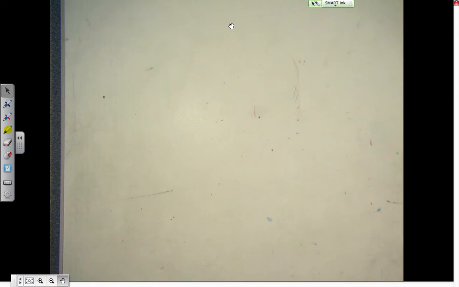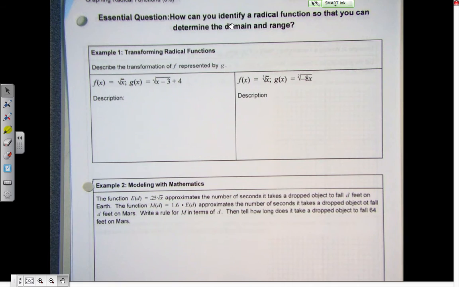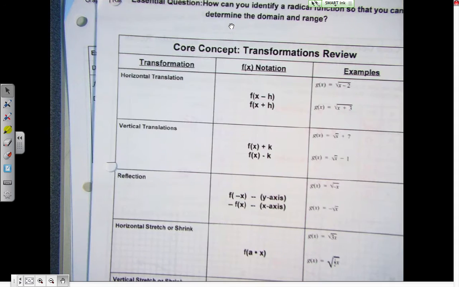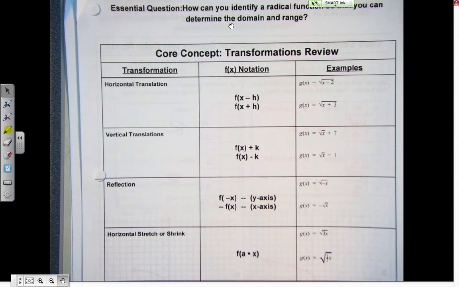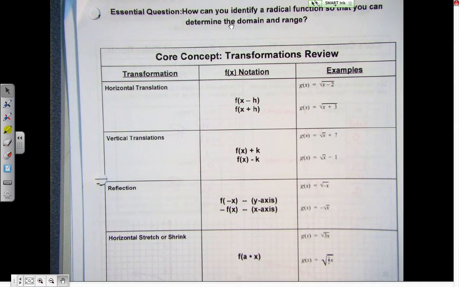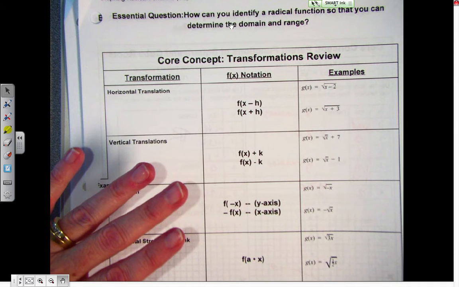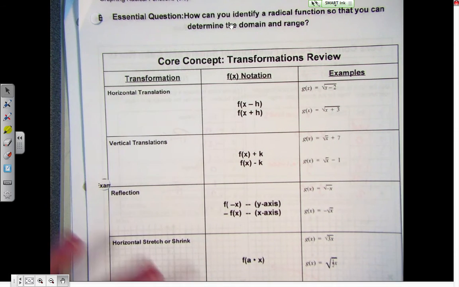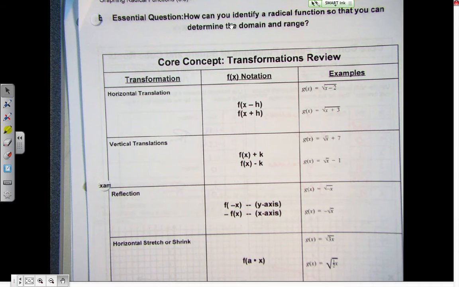All right, now let's look at transformations. So we're starting with basic functions, cube roots or square roots. And we need to look at what if we add to it or subtract from it or multiply by something. So you have your transformations review sheet. We looked at these at the beginning of the year. It shows us how things move horizontally, vertically, if there's a reflection, if there's a stretch or a shrink.